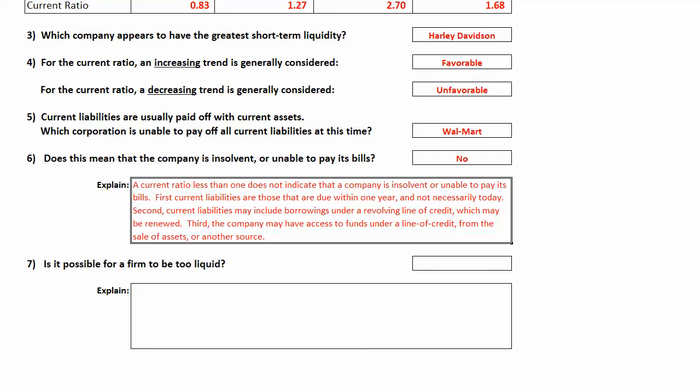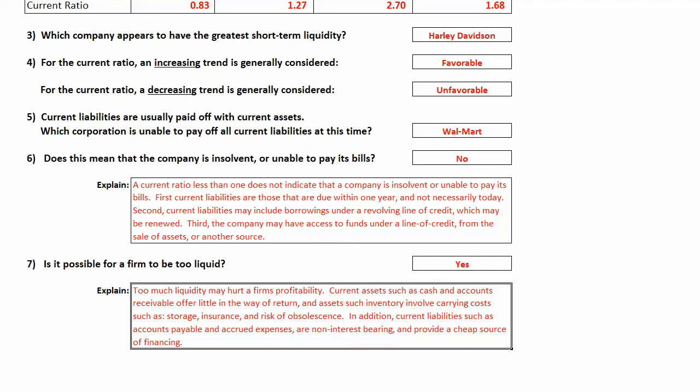So it's important to remember that a current ratio of under 1 doesn't mean a company is unable to pay its bills, but all else being equal, we would prefer a higher current ratio from a liquidity perspective. Finally, though, it's important to keep in mind that it is possible for a firm to be too liquid. The reason is that liquid assets don't offer much in the way of a return for a firm and can actually hurt its profitability.